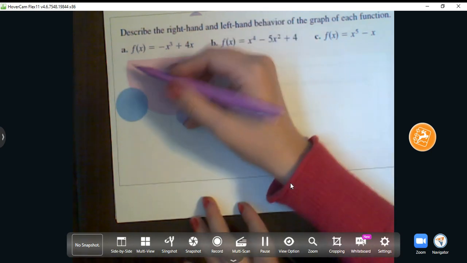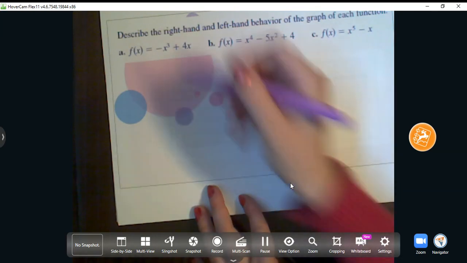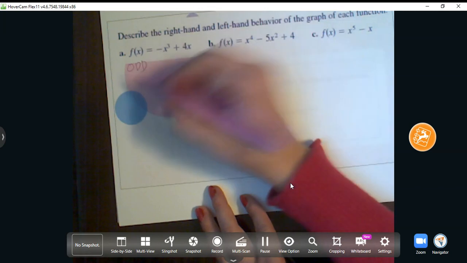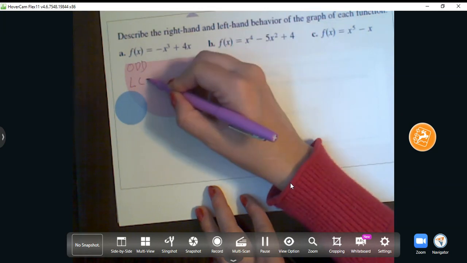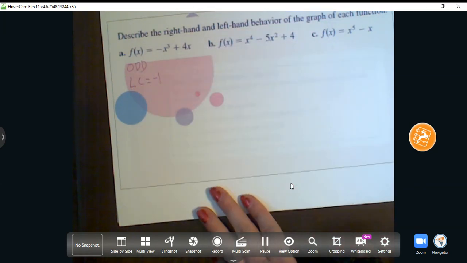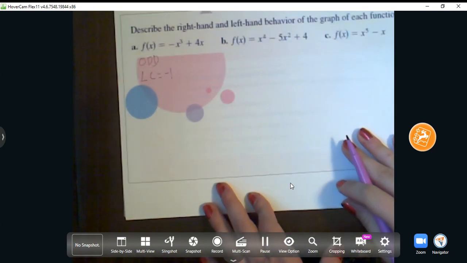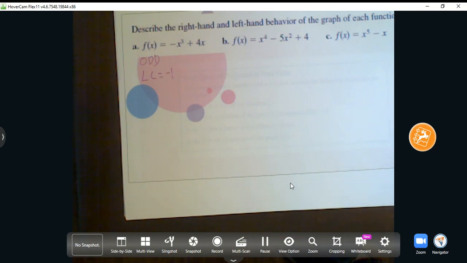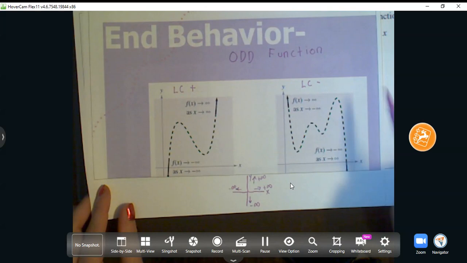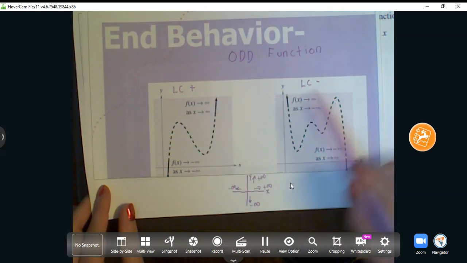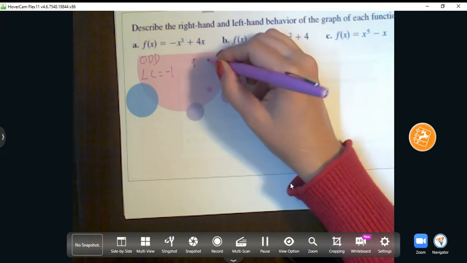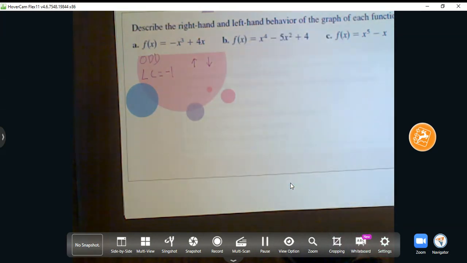So on our first one, we want to start by saying if it's an odd or an even function. So this one is going to be odd. And notice that our leading coefficient is -1. So that tells us that our ends are going to be opposites. So we want to look at our odd options. And we know that my leading coefficient is negative, so I know that the left side is going to point up and the right side is going to point down.